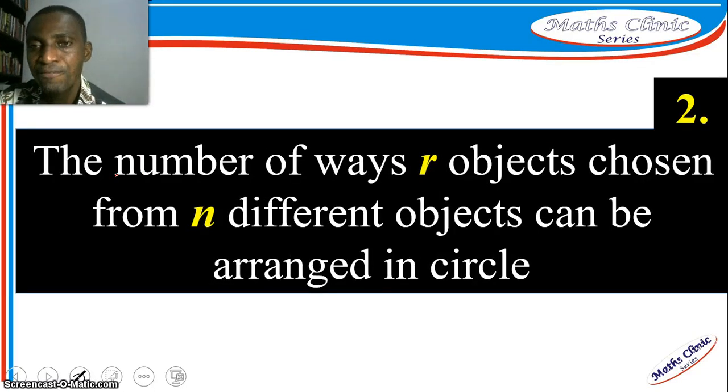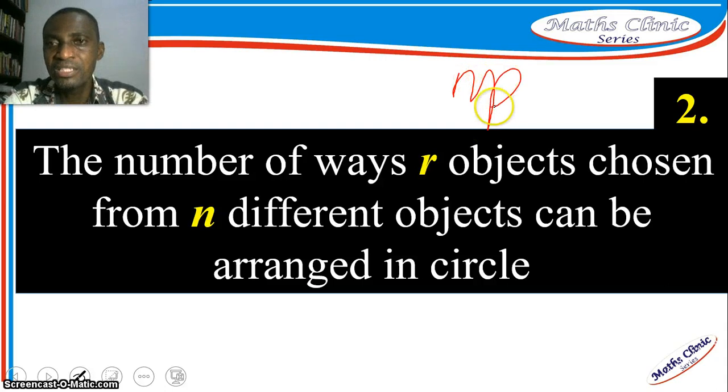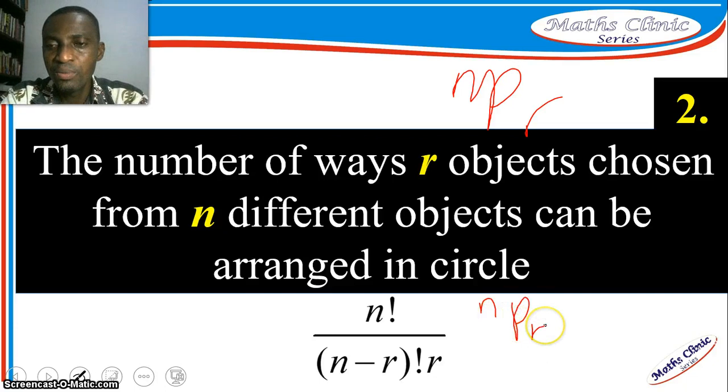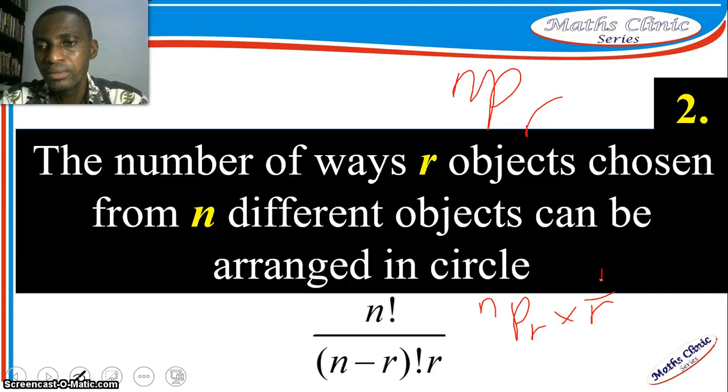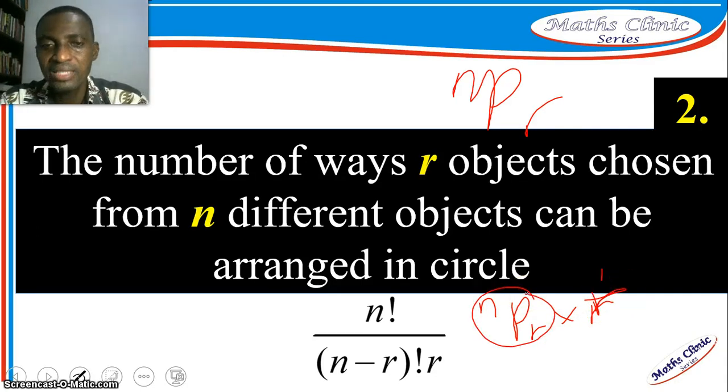But if we have r different objects chosen from n different objects, like we used to have in the linear form when we say n permutation r, here too, if it is in a circle, the formula is given as n permutation r, then we multiply everything by r, or let's say 1 over r. No, it will be the same r because everything here represents that. So that is how it works.